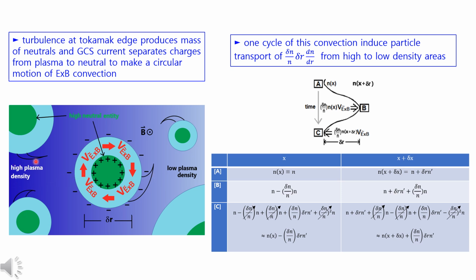Since the plasma density on the left side of the figure is higher than on the right side, this circular convection causes diffusion of the plasma, and the amount of diffusion in one revolution of A to B and to C, here, can be calculated as the derivative of the plasma density multiplied by the distance traveled in one revolution, which must be multiplied by the ratio delta N over N, since not all plasma particles undergo this circular convection, but only the plasma component that participates.